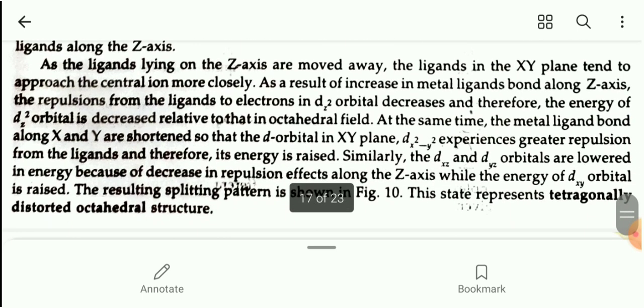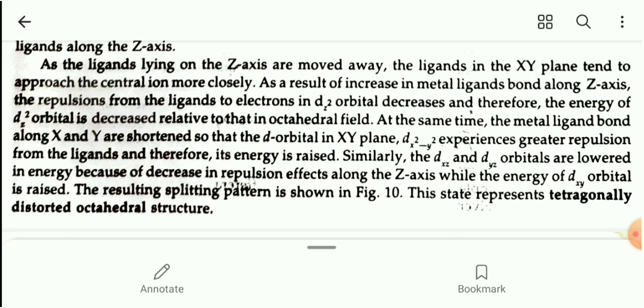As the ligands lying on the z-axis are moved away, the ligands in the xy plane tend to approach the central ion more closely. As a result of the increase in metal-ligand bond length along the z-axis, the repulsion from the ligand to the electron in the dz square orbital decreases, and therefore the energy of the dz square orbital is decreased relative to that in the octahedral field. At the same time, the metal-ligand bonds along x and y are shortened, so the d orbital in the xy plane, dx square minus y square, experiences greater repulsion from the ligands, and therefore its energy is raised. Similarly, the dxz and dyz orbitals are lowered in energy because of the decrease in repulsion along the z-axis, while the energy of the dxy orbital is raised.